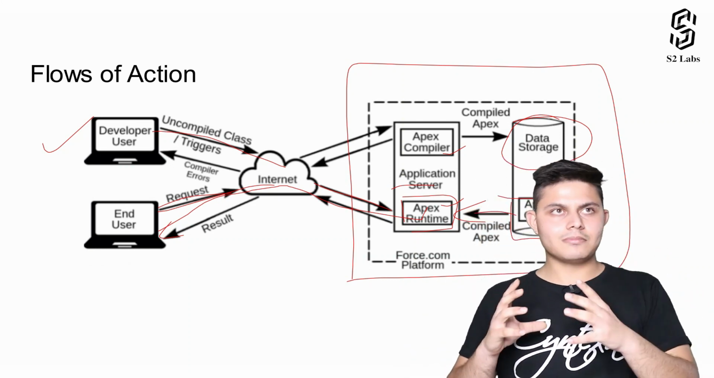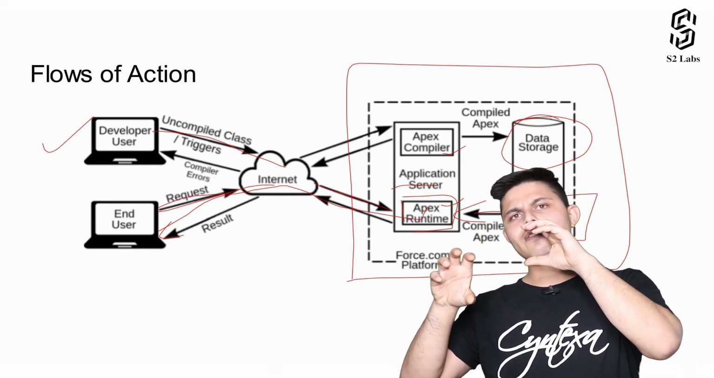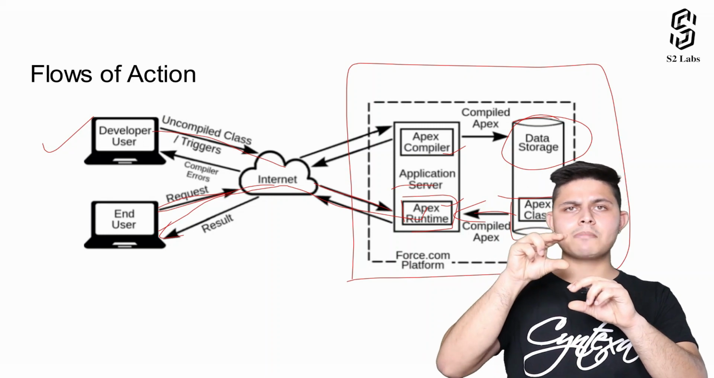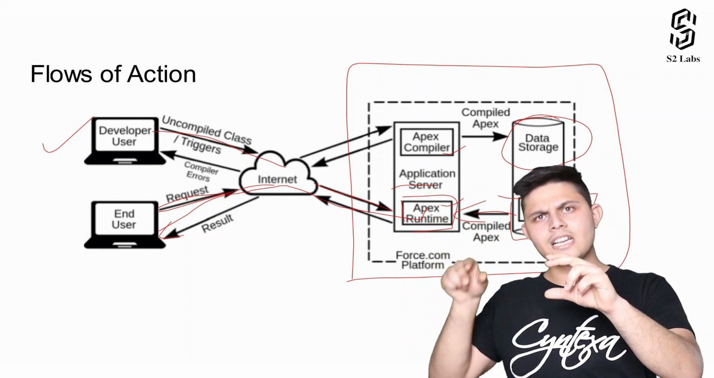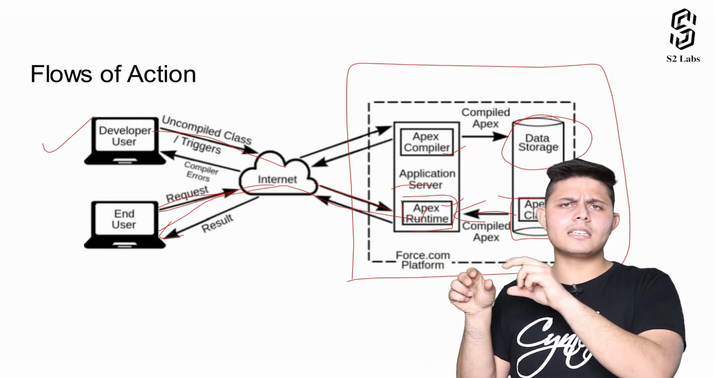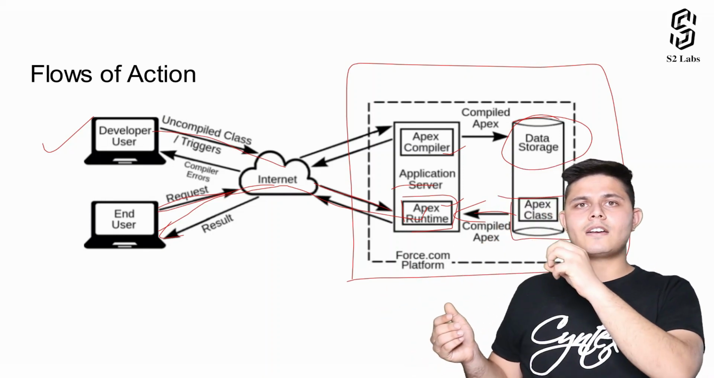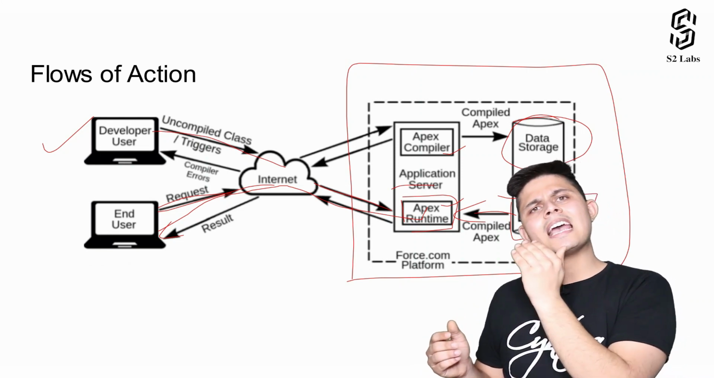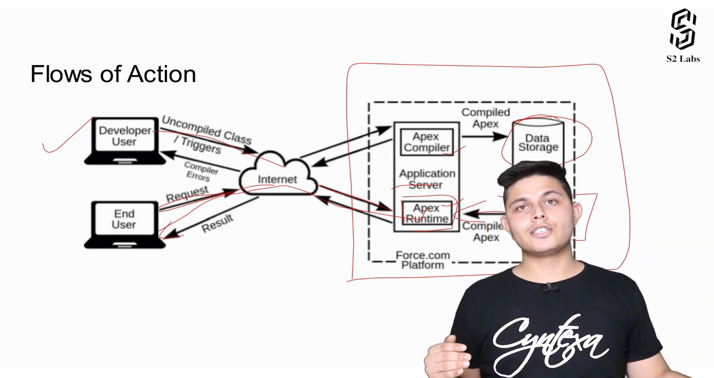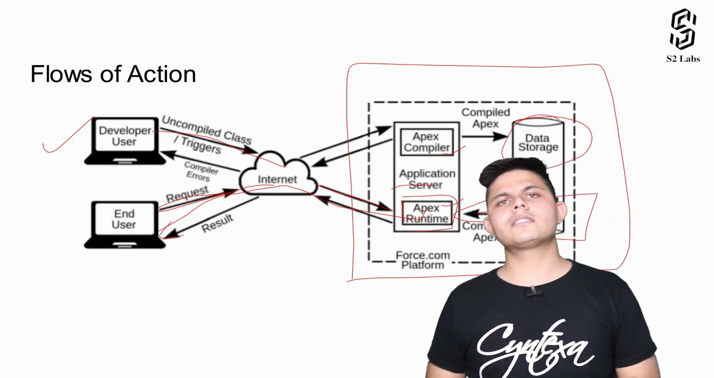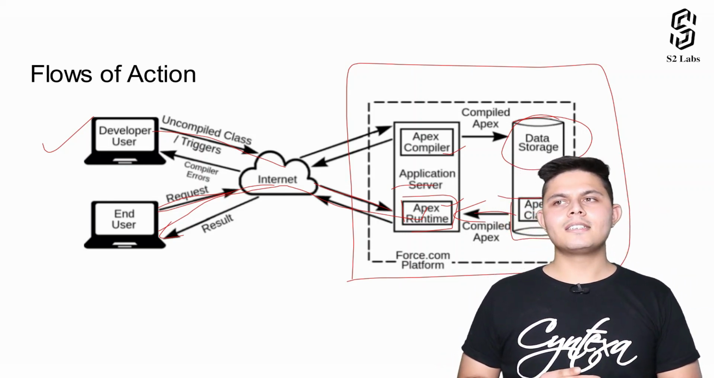There is the force.com platform, and inside it we have data storage and an application server, and inside the application server we have the Apex compiler and interpreter. The compiler compiles the class, and after compilation it gets stored in the data storage as compiled Apex. Whenever we request the execution of this Apex class, the compiled Apex gets fetched from the data storage to the Apex runtime, which interprets the class, executes it, and sends the result back to the user. So this is a simple flow of what happens in Apex to compile a class or to interpret a class written in Apex.